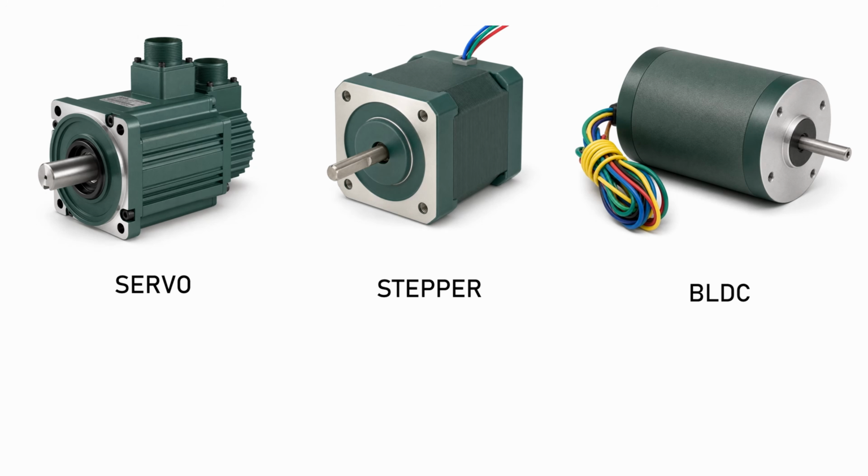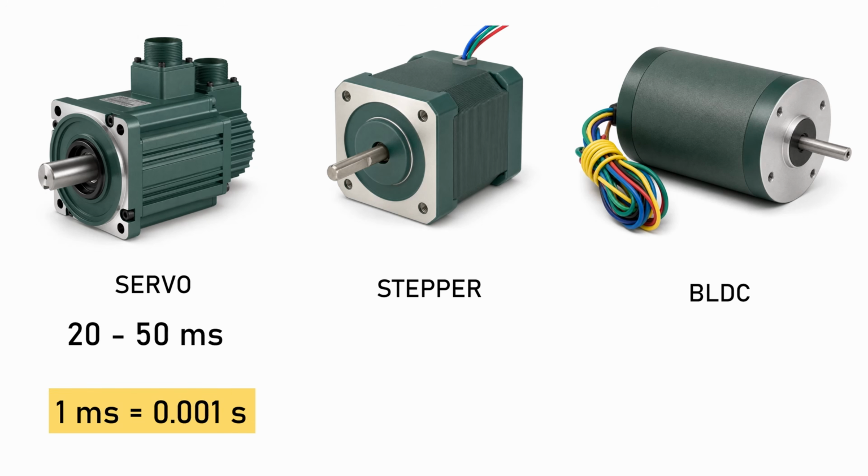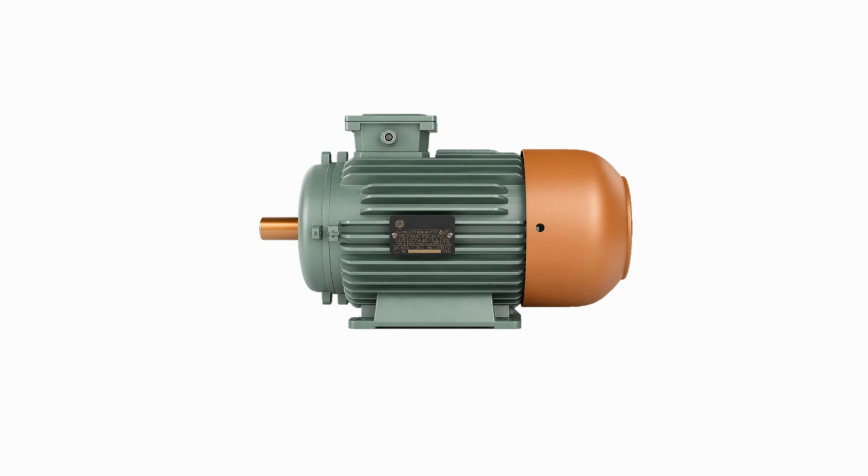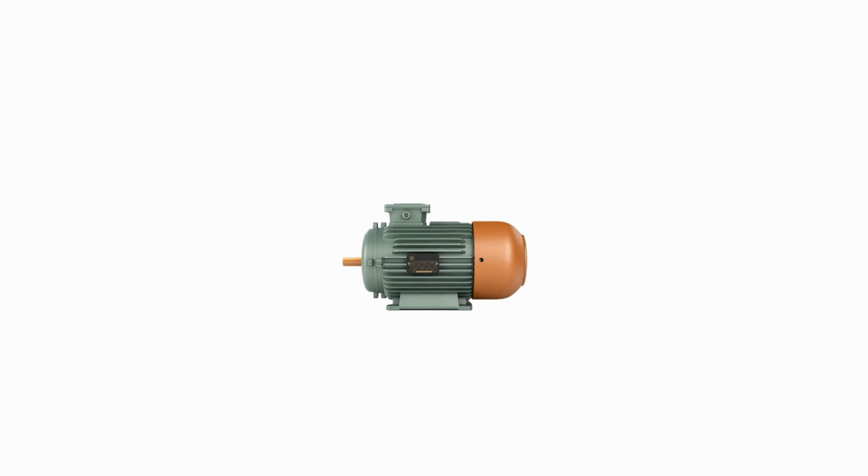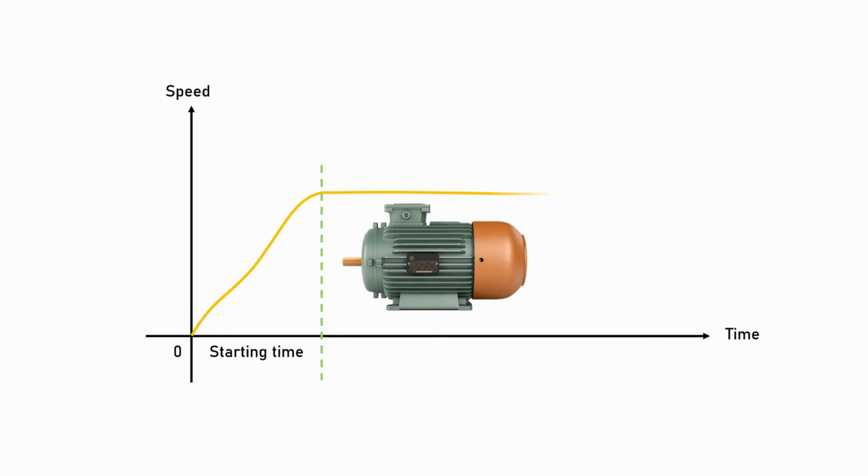For example, for a servo motor, acceleration time is usually very small, typically around 20 to 50 milliseconds. For stepper and BLDC motors, it's generally around half a second or 1 second. But in AC induction motors, acceleration mainly depends on load condition. And practically, an AC induction motor should be powerful enough to reach the operating speed within around 3 to 5 seconds. Because if an AC induction motor takes too much time to reach the operating speed, it starts heating up due to high inrush current during starting.